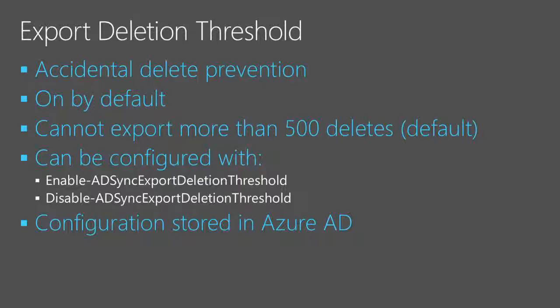If there are more than 500 deletes, that's a default value, we'll actually stop the export. We'll send you the email saying, something is wrong, go investigate. And there's two possible outcomes. Either everything is good, then just disable the feature, run the export, and enable it again.